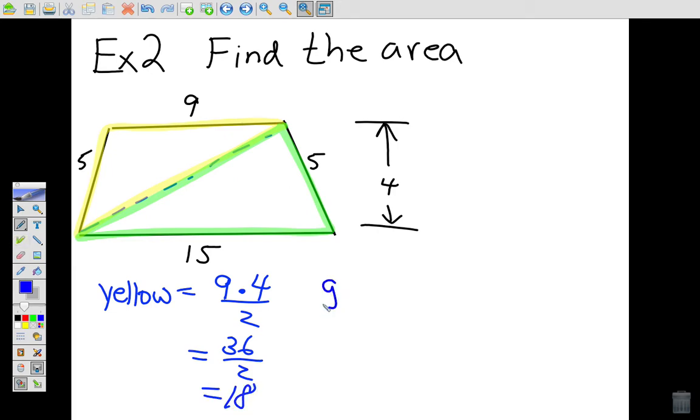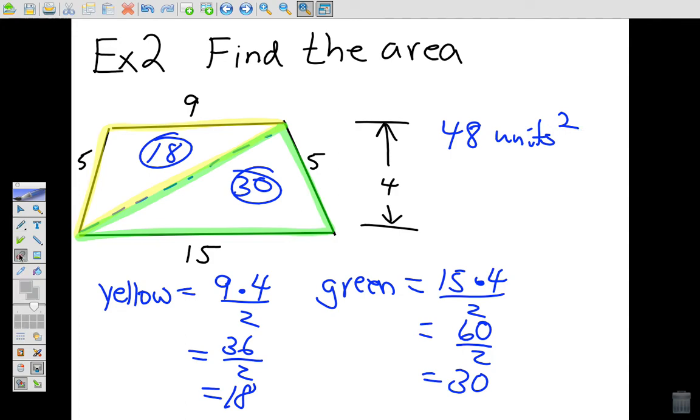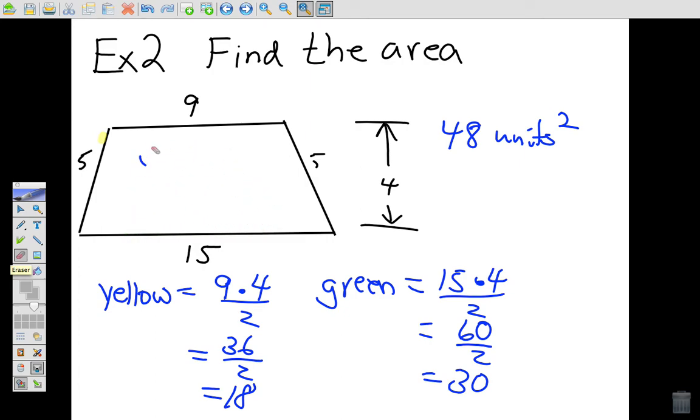And for the green one, I would have 15 as the base, height of 4, divided by 2, which is 60 divided by 2, which is 30. So my yellow one was 18, my green one was 30. I add those together, 48 units squared is the area of that trapezoid. All right? Would I have enough information to do it another way? So I'll erase this. And I've got my 5 over there.